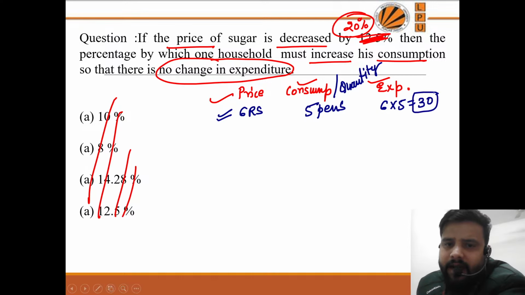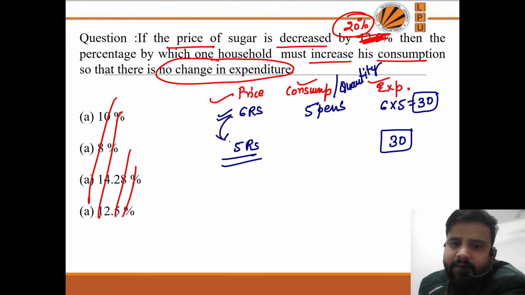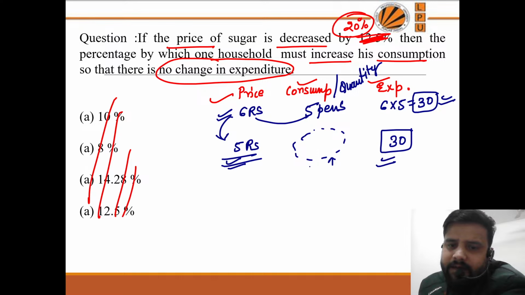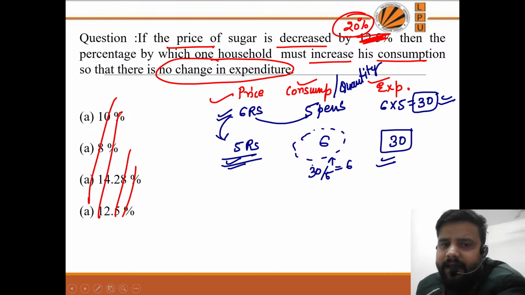Now I am saying the price of the pen is decreasing and it becomes 5 rupees. But you want to keep your expenditure the same. It means you still want to spend 30 rupees. If the price is going down, what would be the value of this consumption? When you multiply these two, you arrive at the expenditure. To get this, you have to divide. So the value would be 30 divided by 5, which is equal to 6.